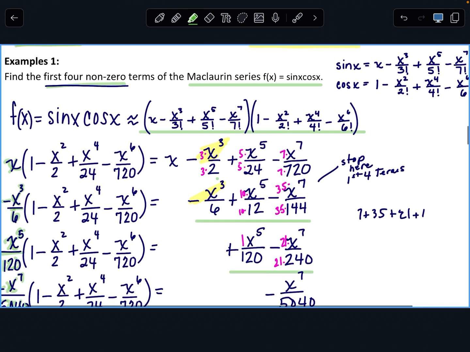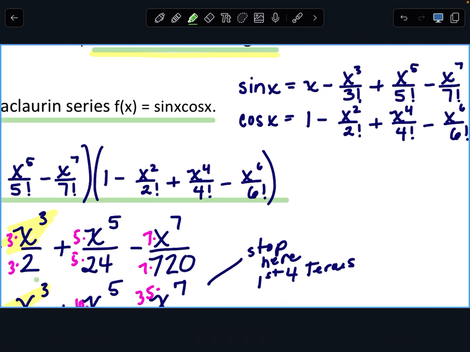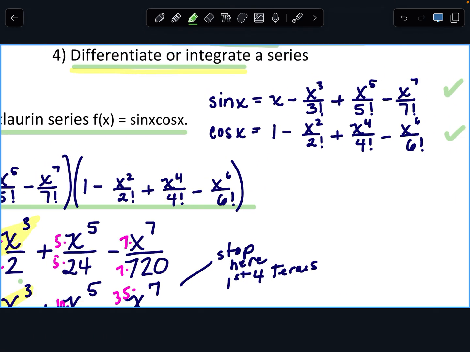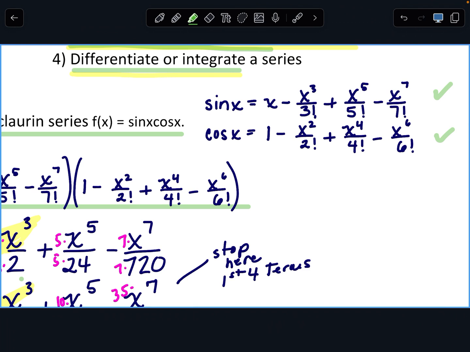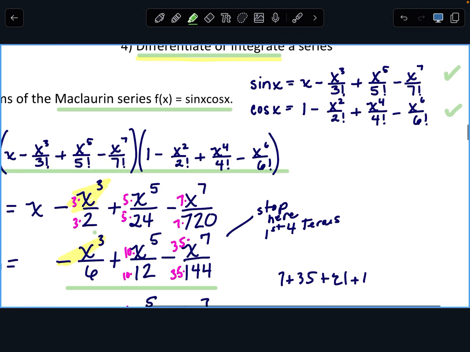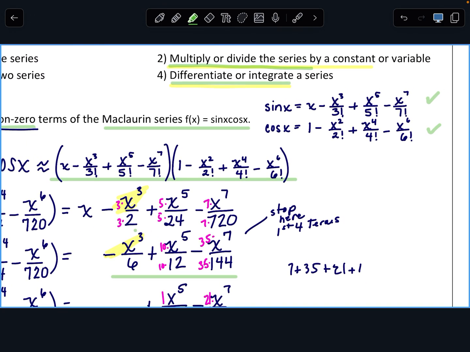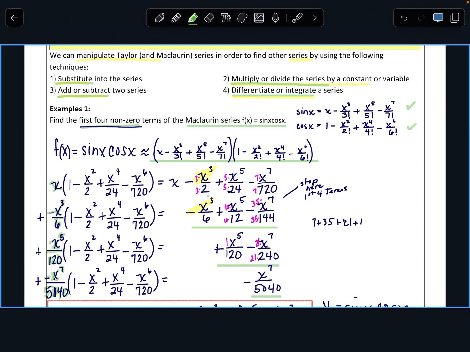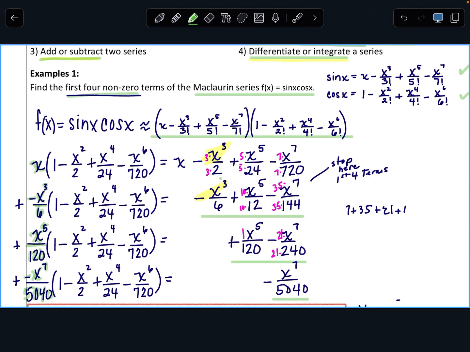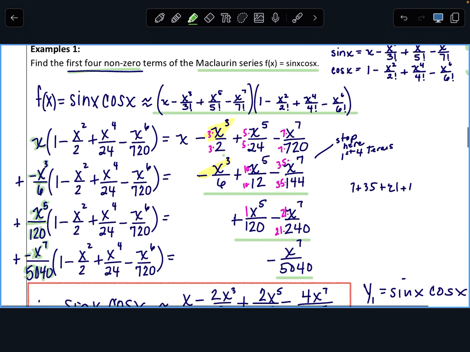Find the first four non-zero terms of the Maclaurin series, f of x is equal to sine x cosine x. So if you don't know these already, take some time to test yourself on them. Make sure you memorize sine and cosine. Remember, sine is an odd function, cosine is an even function. So the exponents for the sine are odd. The exponents for the cosine function are even, as well as the factorials. It's good to have a strong handle on those because you're going to need to use them without a calculator and have them memorized.